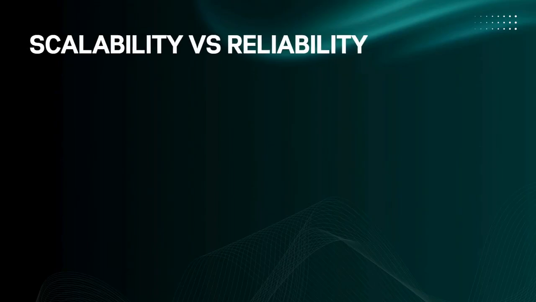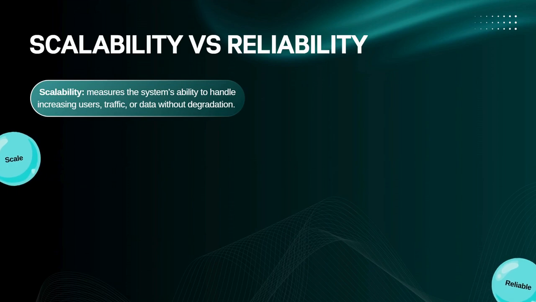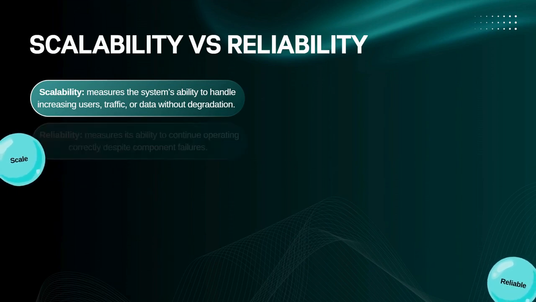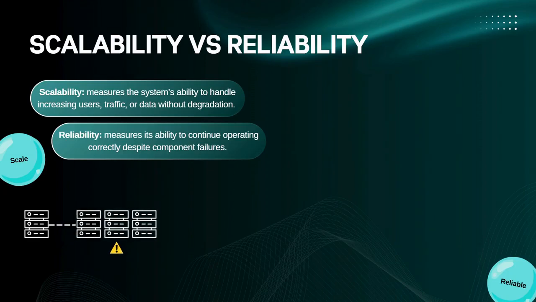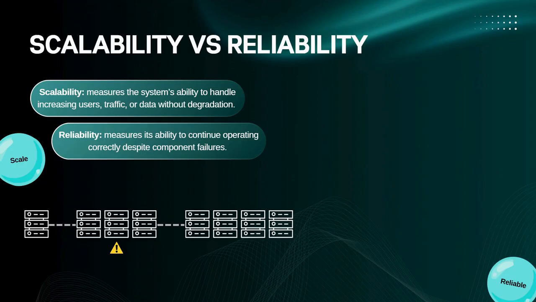Next, let's talk about scalability versus reliability. Scalability is the system's ability to handle more users, more traffic, or more data without slowing down. Reliability is the system's ability to keep working correctly even if parts of it fail. These often conflict. For example, if you add more nodes or shards to scale horizontally, you increase potential failure points.